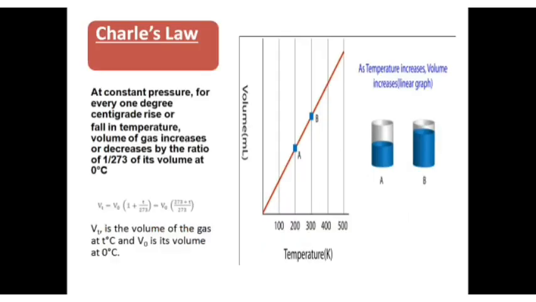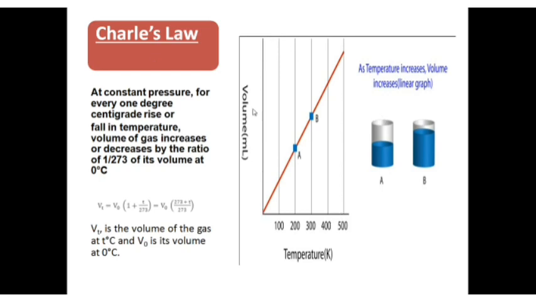Now the second law is Charles' law. What Charles' law says: at constant pressure, for every 1 degree centigrade rise or fall in temperature, the volume of the gas increases or decreases by the ratio of 1 by 273 of its volume at 0 degree centigrade. Mathematically, Charles' law is given by the equation Vt is equal to V0 into (1 plus T by 273), where Vt is the volume of the gas at T degree centigrade and V0 is its volume at 0 degree centigrade. This is shown in this graph also.